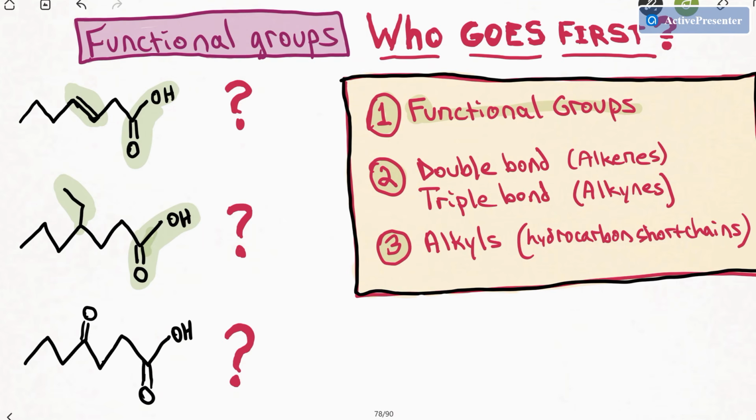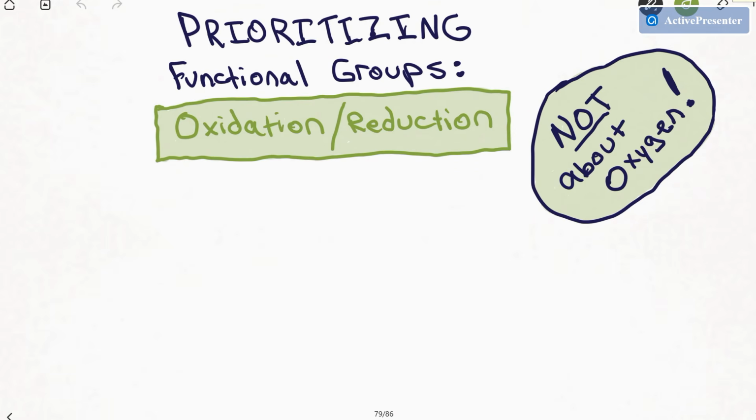Now, this last molecule at the bottom of the page here has, again, a carboxylic acid group, but it has another functional group to it. It has the ketone. And so in that case, we're prioritizing the functional groups, but these are both functional groups. So how do we know which one goes first? Which one gets prioritized first? So prioritizing functional groups is all about redox.